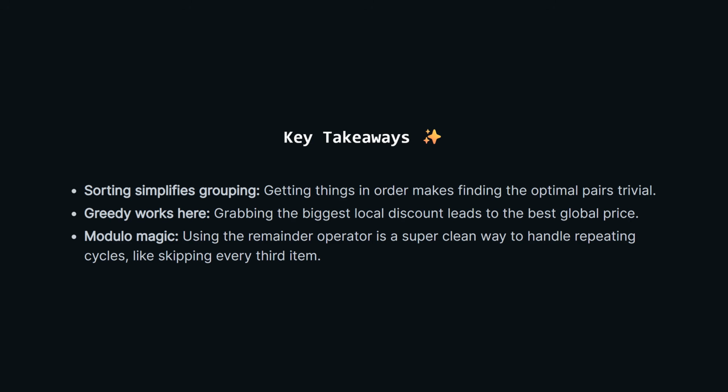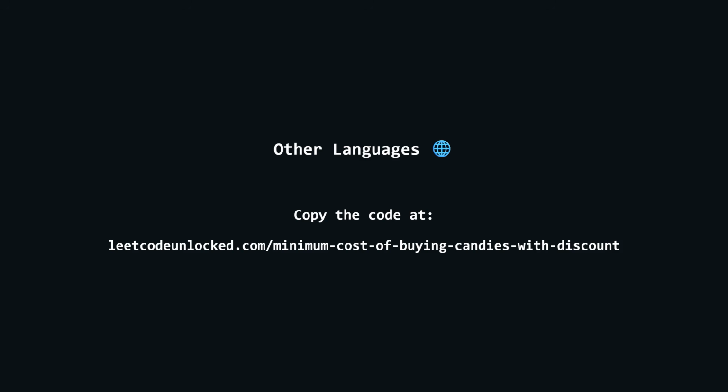Here are a few key takeaways. First, sorting is incredibly powerful for grouping problems. Second, this is a great example of a greedy strategy, where taking the immediate best option leads to the overall best result. And finally, using the modulo operator is a brilliant way to handle repeating patterns in a loop. Alright, that covers the Python solution.